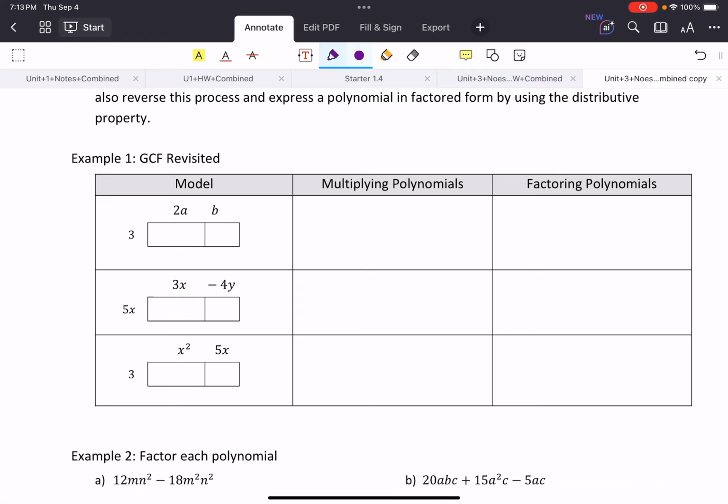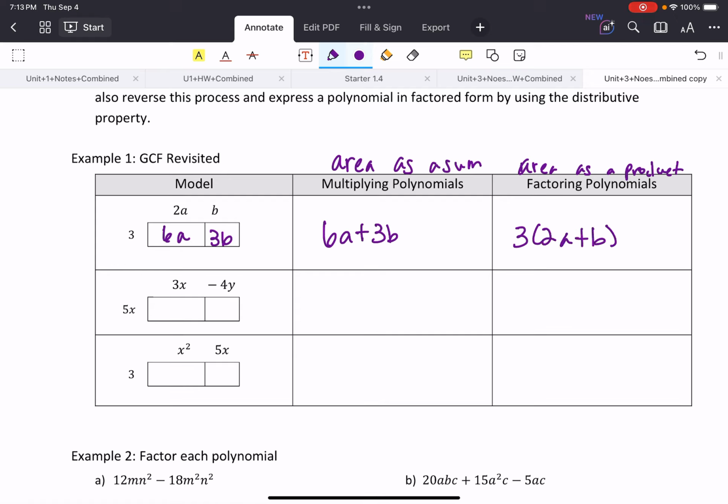So we just multiply the length and the width of each of our boxes. 2 times 3A is 6A, and 3 times B is 3B. So when we multiply it, that will give us our area as a sum. We add 6A and 3B. Okay, when we factor it, remember this is our area as a product. And when we factor it, that's just the length times the width. It's the two sides of the box.